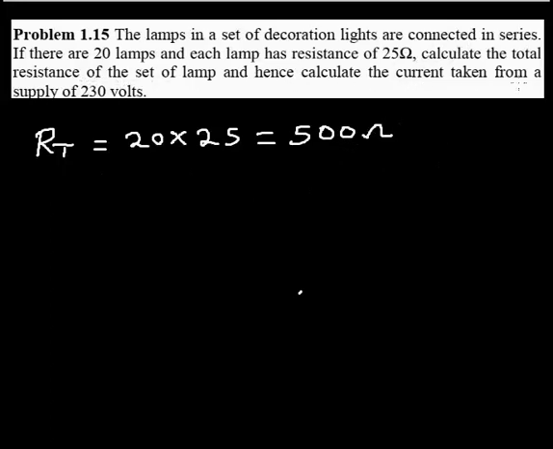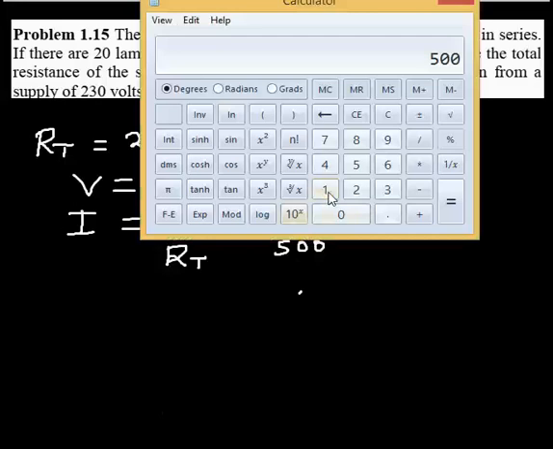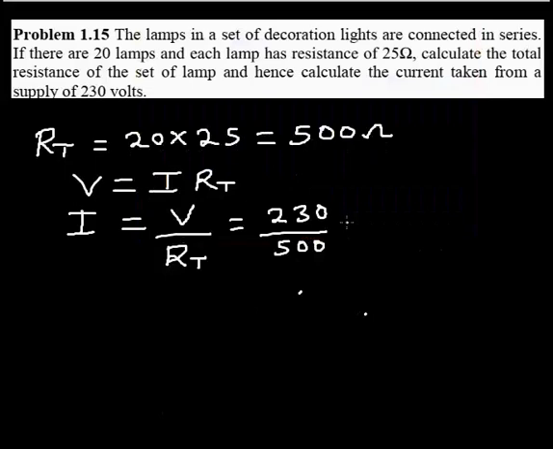Hence, calculate the current taken from the supply of 230 volts. That will be from Ohm's law. The current taken by the total lamps is going to be equal to the voltage supply divided by the total resistance. So that's 230 volts divided by 500. 230 divided by 500 gives 0.46.